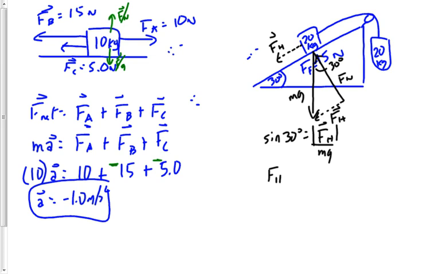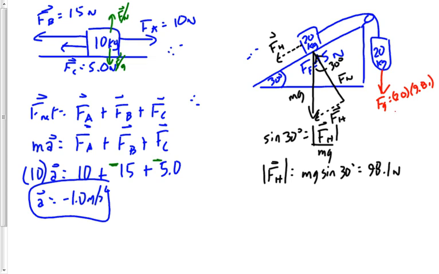So FH is equal to m times g times sine theta, which is 20 times 9.81 times sine 30 degrees. That would be 98.1 newtons. We also, by the way, have a force of gravity that acts down on this. It's going to be 20 times 9.81, which is going to give me 196.2 newtons.